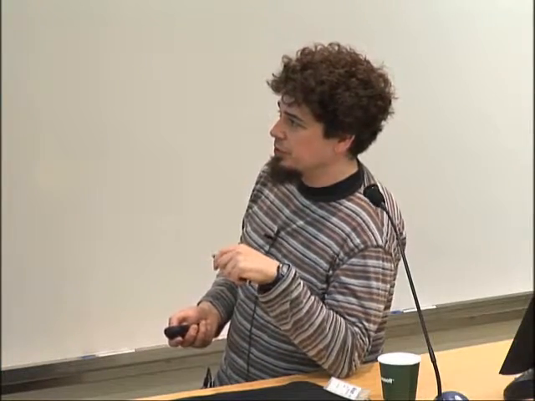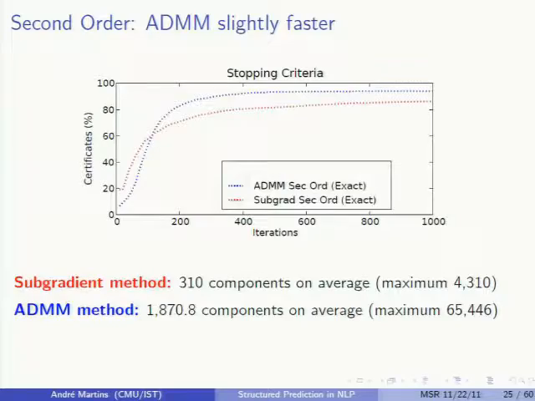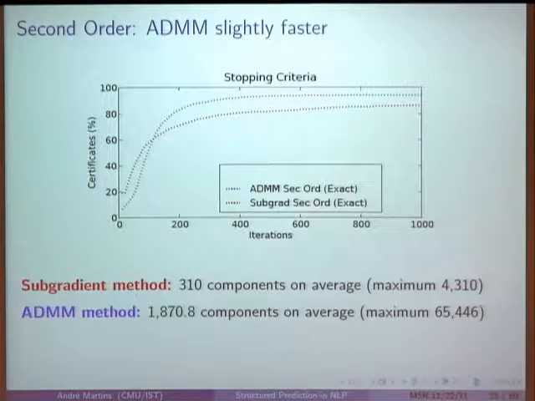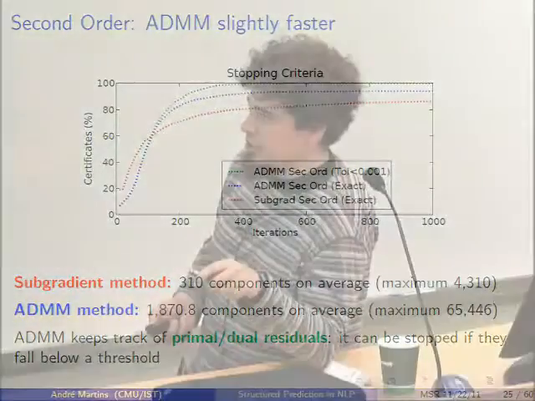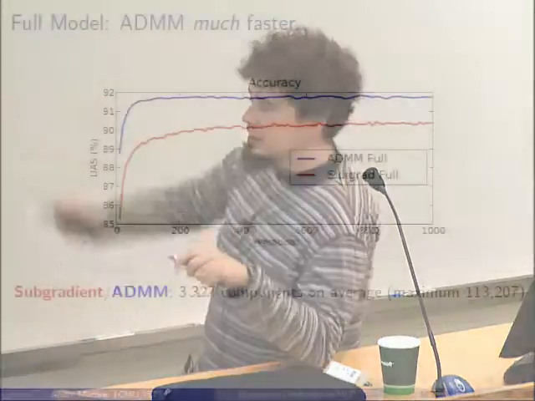And so here we are using a considerable number of components, but still not that many. This is a second order model. This is another thing: it is showing the percentage of certificates that we get with the subgradient methods and with the ADMM algorithm. So we also get more certificates. This means that we can actually stop our algorithm sooner. And if we define a threshold on the primal dual residuals, this is showing the percentage of instances that we can safely stop. And this is for the full model.